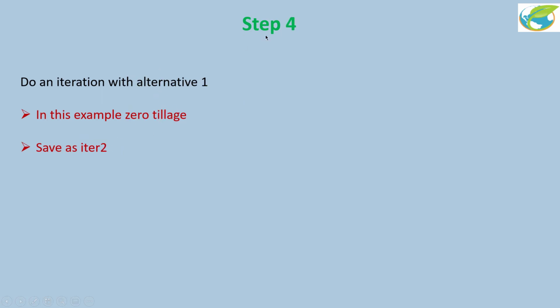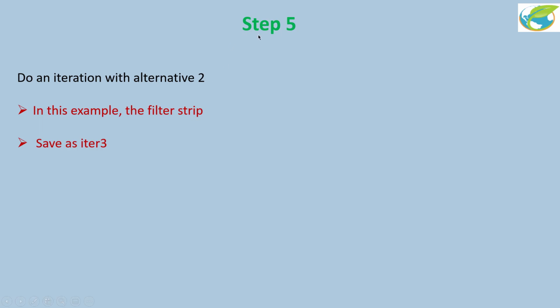In step four, you do an iteration with alternative one, which would be zero tillage. You do an iteration and you save it as iteration two. In step five, you do an iteration with alternative two, which is filter strip. Again, you save it as iteration number three.